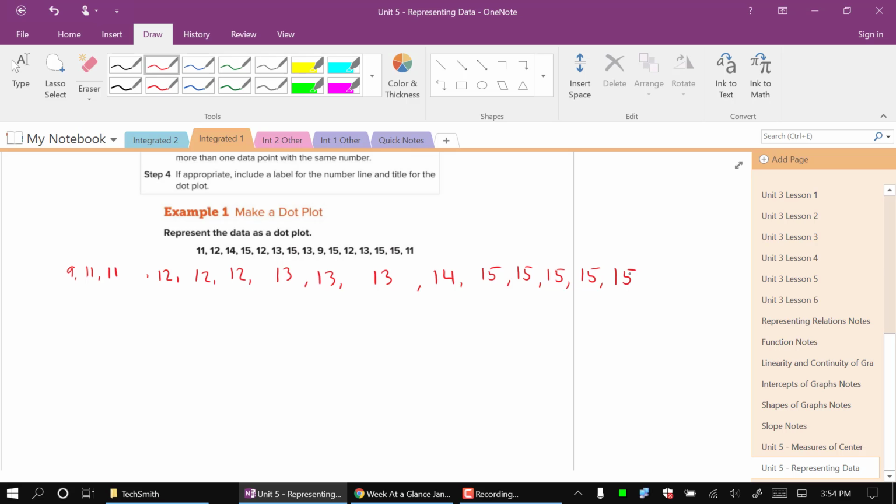Next, we want to make a number line. When we look at our numbers, our lowest number is 9. Our greatest number is 15. So we're going to make a number line going by ones. Probably going to need to be a little bigger. All right. We're going to start off with 9. Then we're going to go 10, 11, 12, 13, 14, and 15.